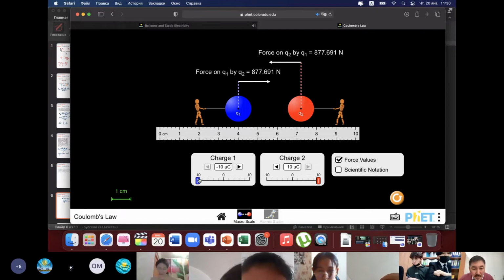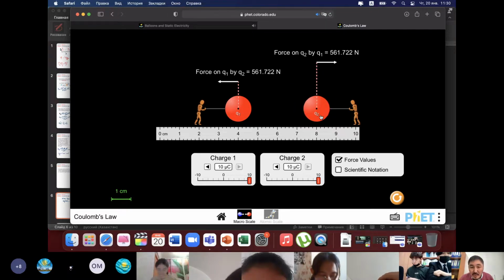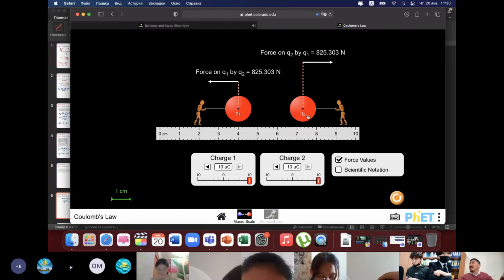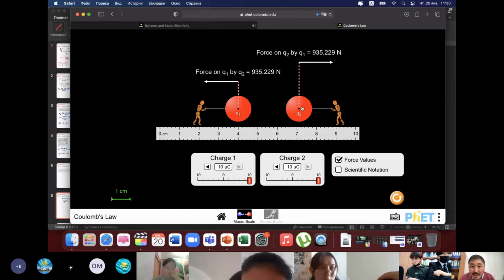But if I have like charges, if I change the sign here to plus, again the forces will be the same in magnitude, but now they are in opposite directions, outward forces here.